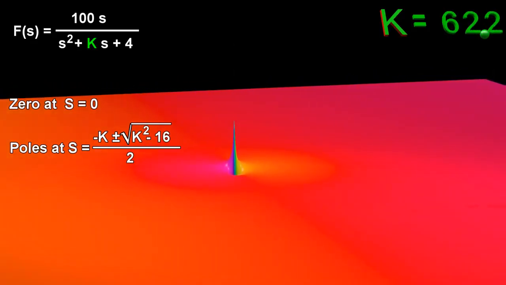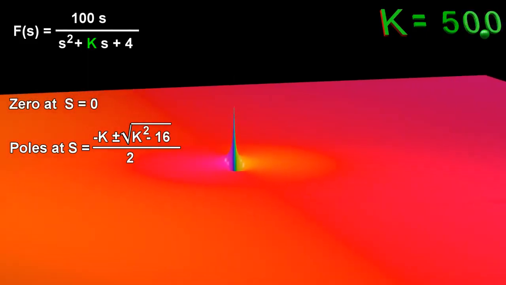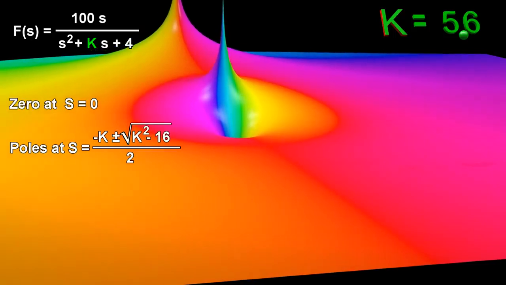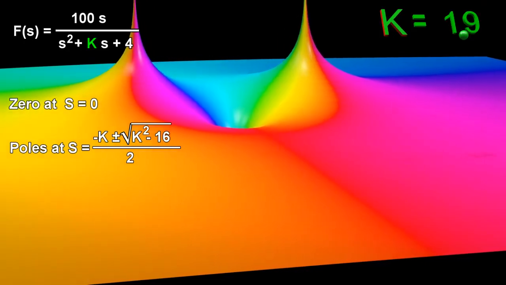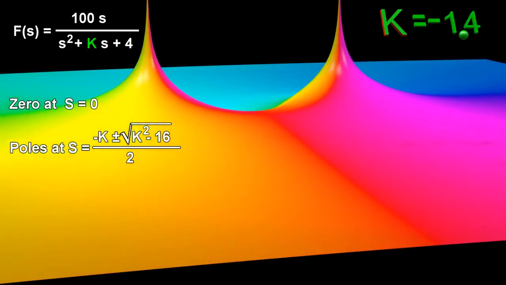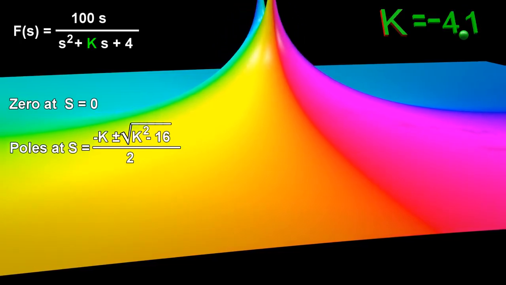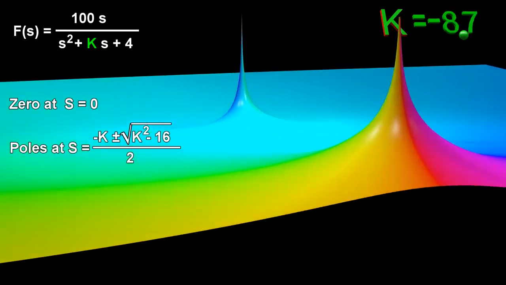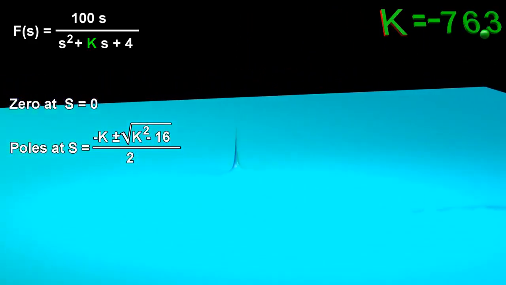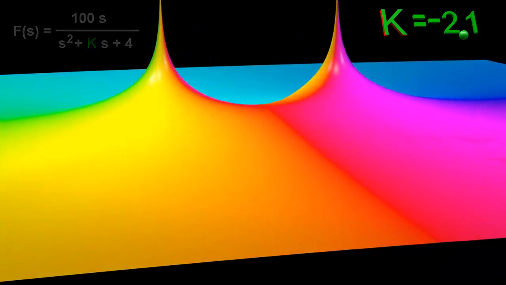As k becomes very large, one of the poles moves far away, while the other pole approaches the location of the zero. When k is exactly equal to 4, the two poles are at the same location. The two poles are also at the same location when k is exactly equal to -4. And when k becomes a very large negative number, one of the poles again moves far away, while the other pole again approaches the location of the zero.